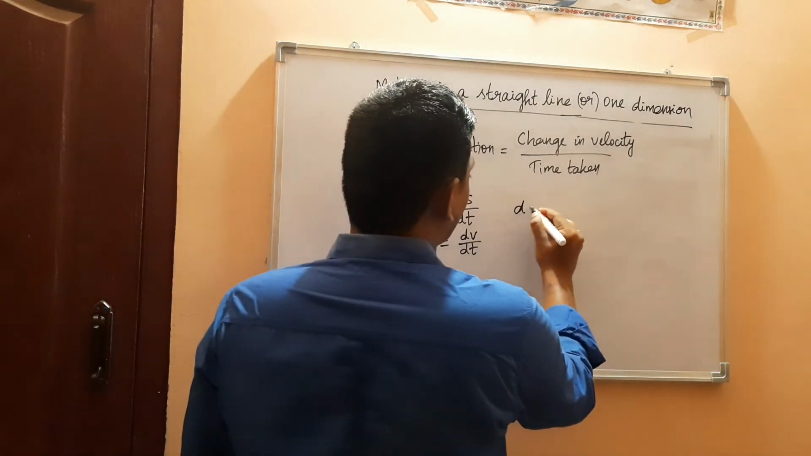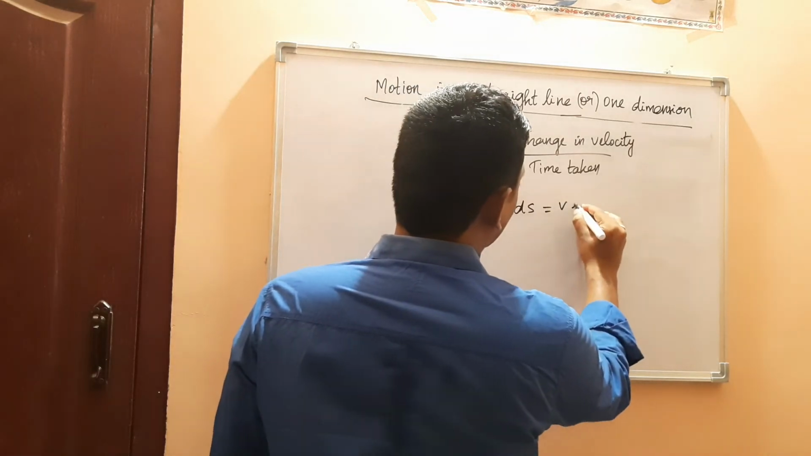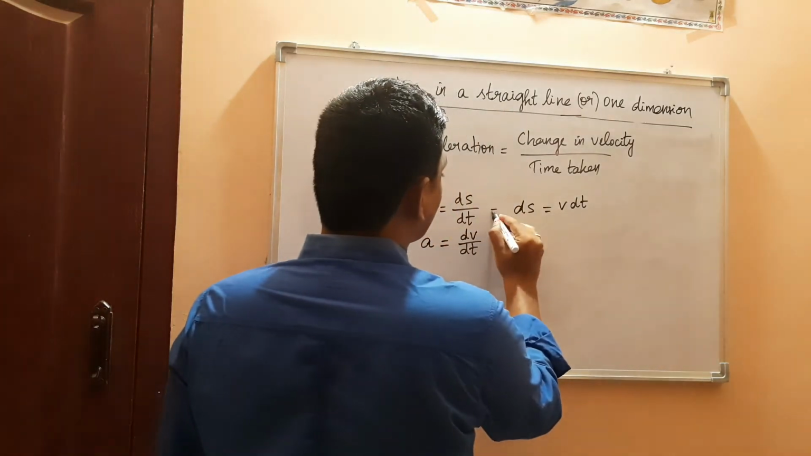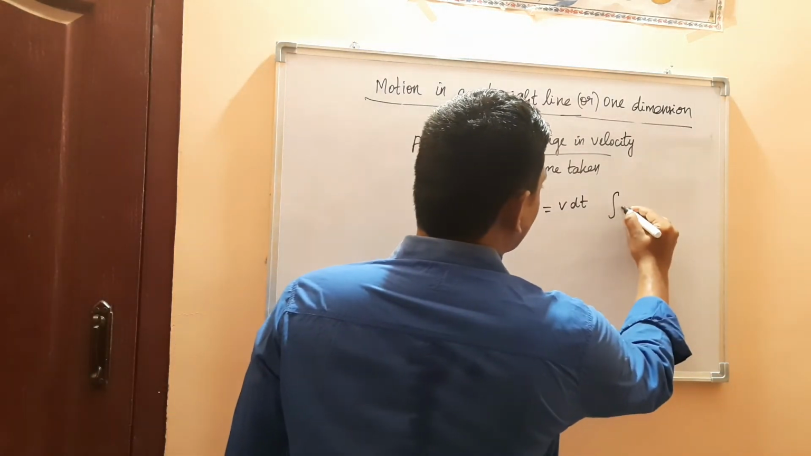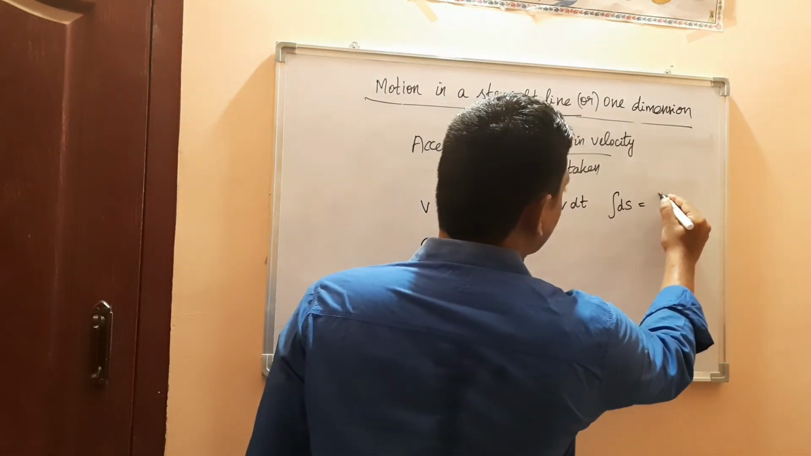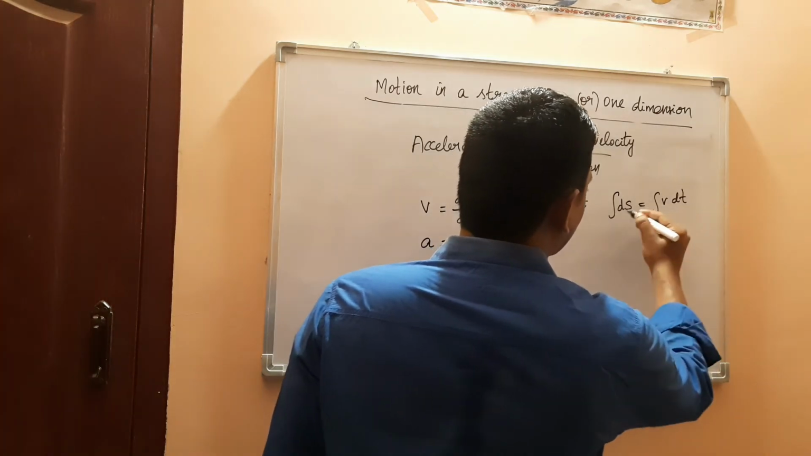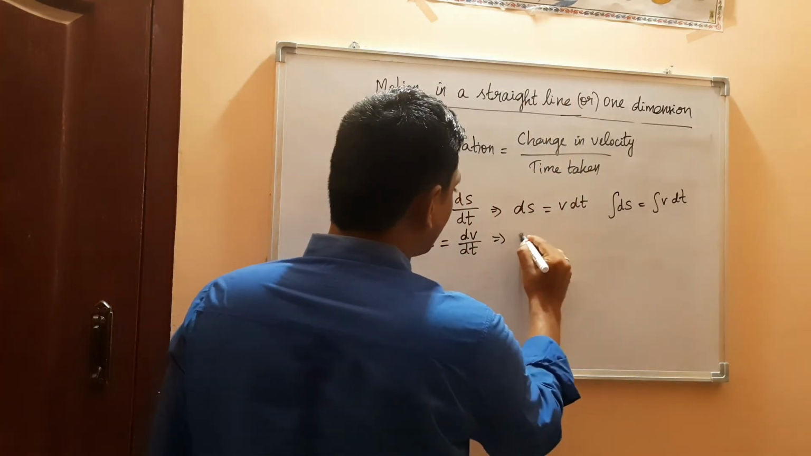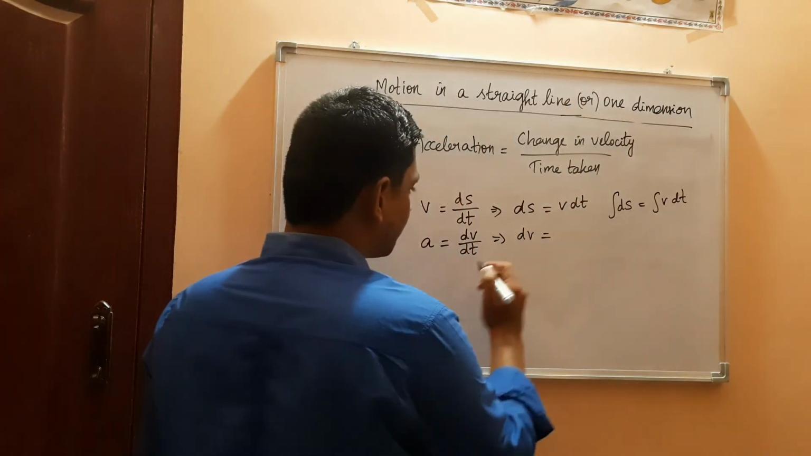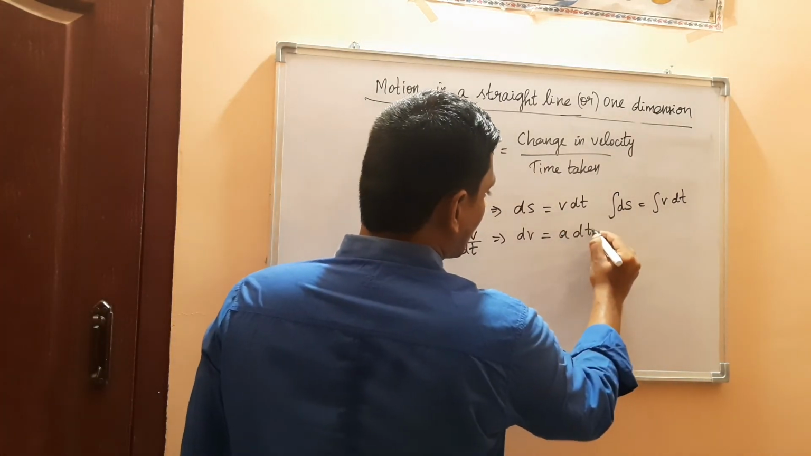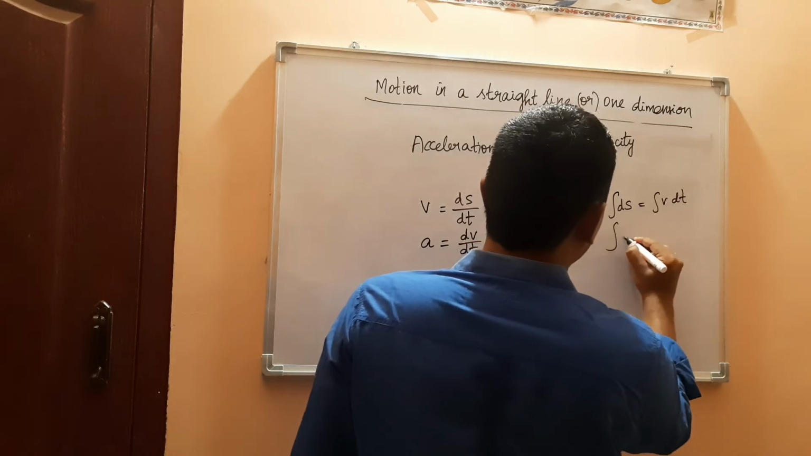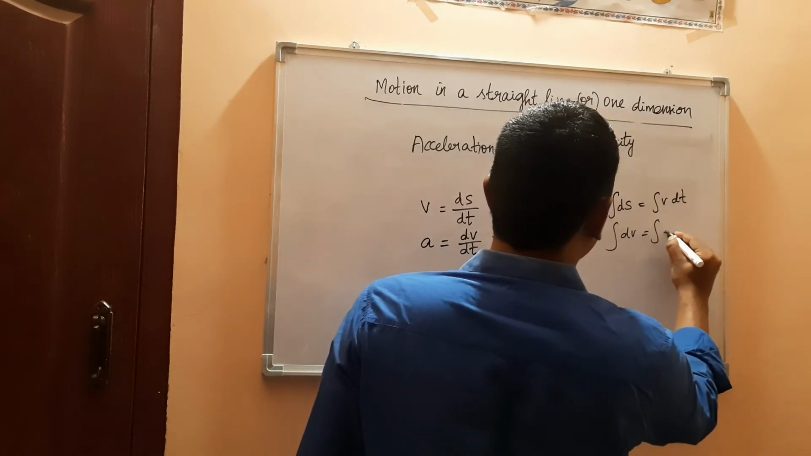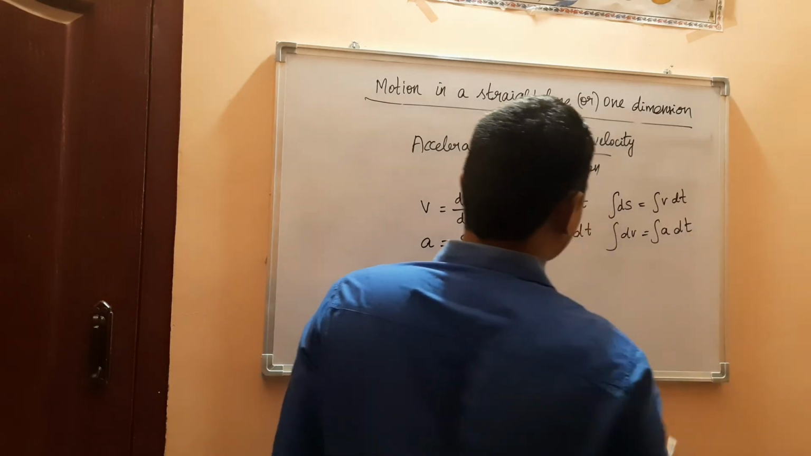If you have to calculate the displacement from this formula, you have to transform this equation like this, ds equal to v dt, and then you can integrate this term in order to calculate the total displacement. Similarly, if you have to calculate velocity from this formula, you have to transform the equation like this, and then you have to apply the integration in order to calculate the velocity.